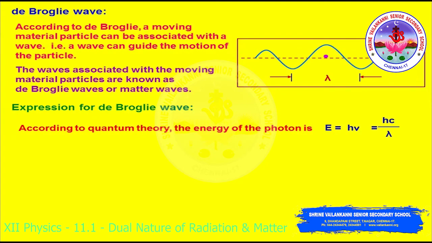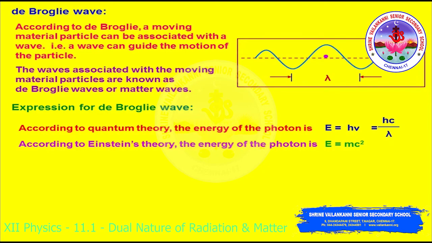We know that, right? Considering the photon as an EM wave of frequency nu, its energy from Planck's quantum theory is E equal to h nu. We can write this as hc by lambda, relating it to wavelength. And according to Einstein's theory, the energy of the photon is E equal to mc square, considering the photon as a particle of mass m. That is the mass-energy relation given by Einstein, so we got E equal to mc square, right?